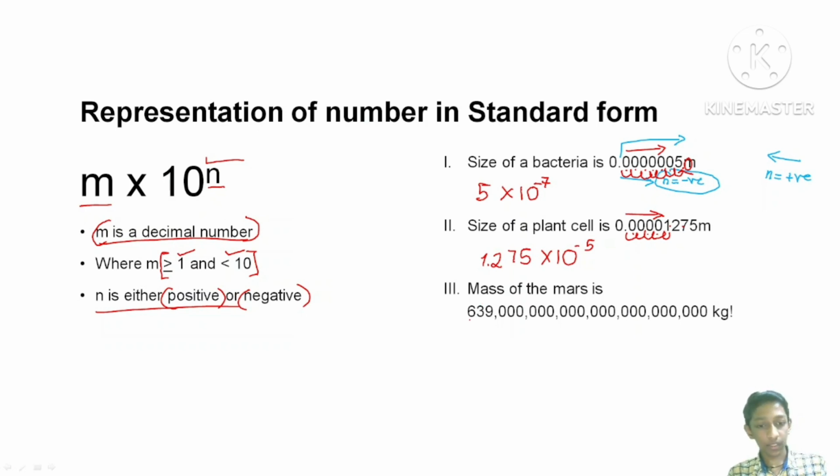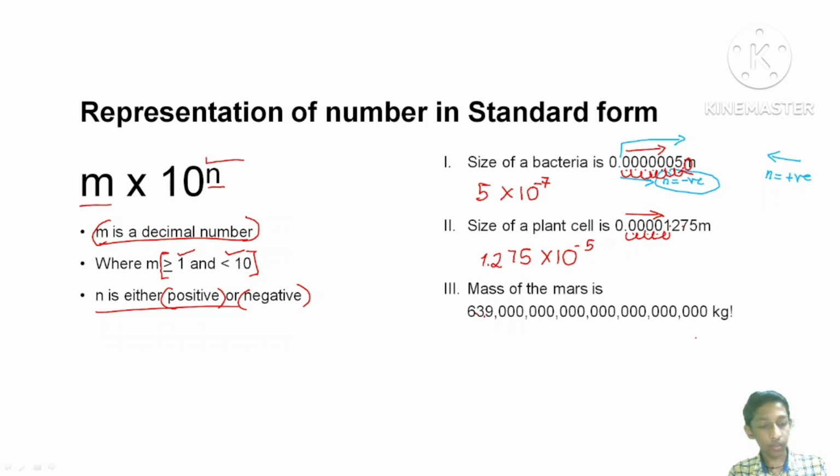Mass of the mass is 6390000. Let's convert this into standard form. This has to be 6.39 because 6 is greater than 1 and less than 10. If it were 63.9, 63 is greater than 1 but it is not less than 10. So we have to get a decimal point after 6.